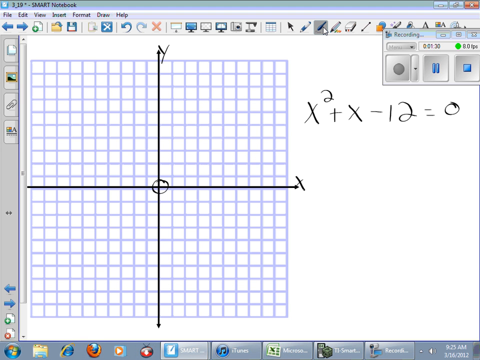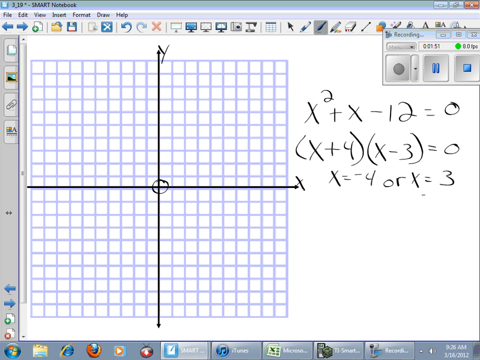Look, I'm going to solve this one by factoring really quick. I know that I'm going to get 2 factors of 12 that subtract to get positive 1. That would be a positive 4 and a negative 3. And that would mean that x would equal negative 4 or x would equal positive 3, right? Those are the places on the x-axis where this graph will cross it. I can prove it to you, and I will in a minute.